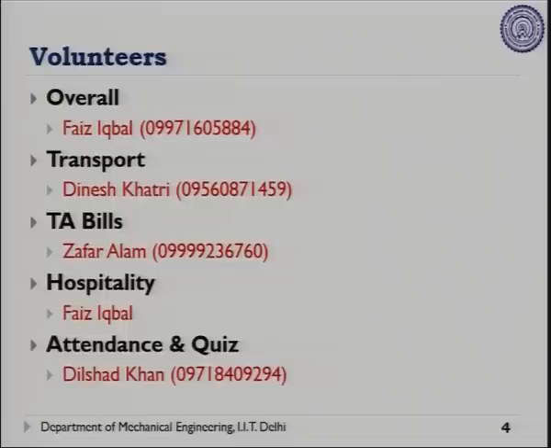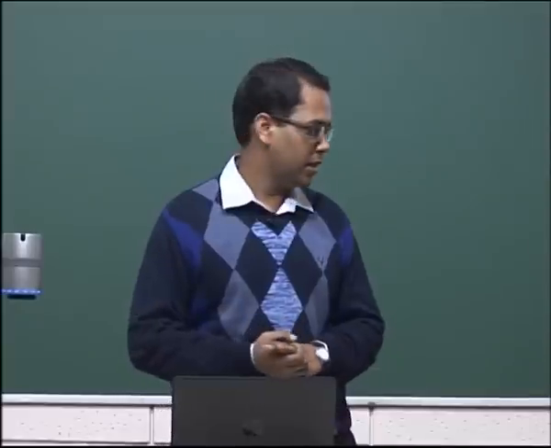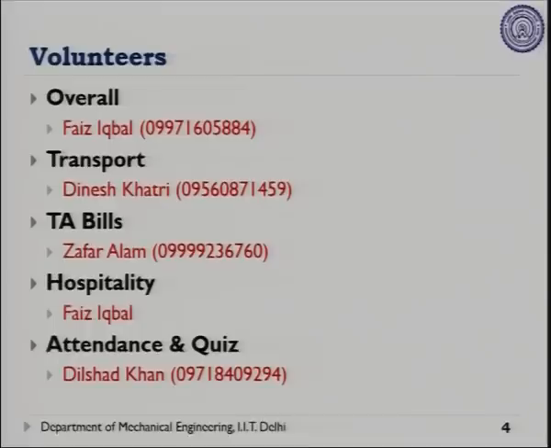Transport: those who are staying in IIT can walk through the campus only. And those who are coming from outside, we have arranged a vehicle for that, but you can contact Dinesh. You can just write down the number in case there is a delay in getting the vehicle or it is not coming on time.